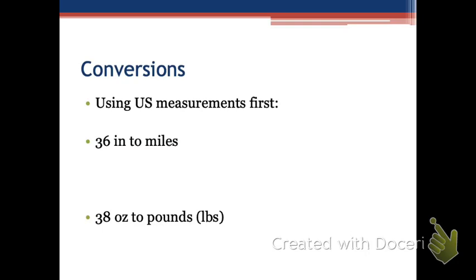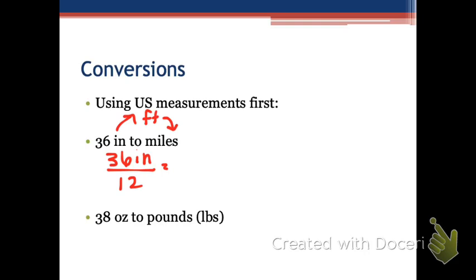If I wanted to go from inches to miles, what's the natural progression for me? Inches to feet, and then feet to miles, right? That's the natural progression, which I agree with. If I wanted to convert 36 inches to feet, what would I do? Do I multiply by 12, or do I divide by 12? I divide by 12.